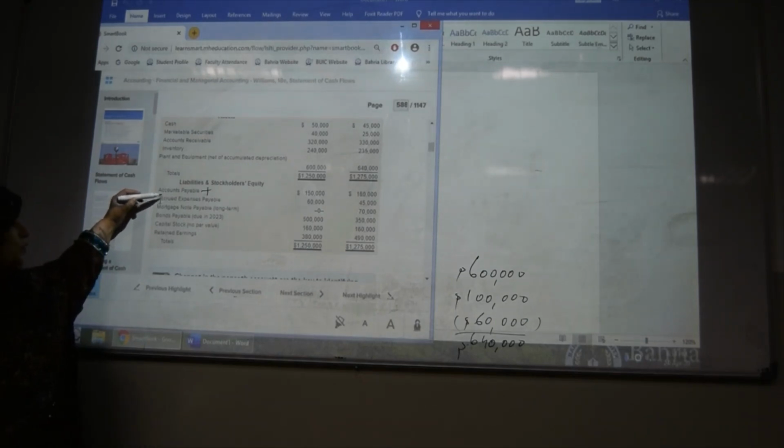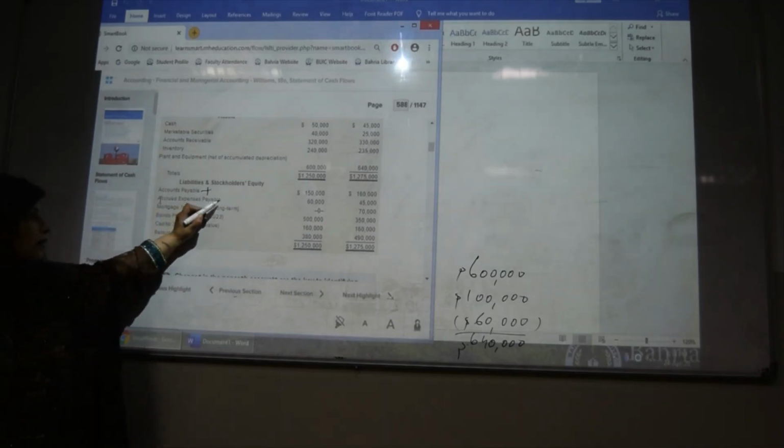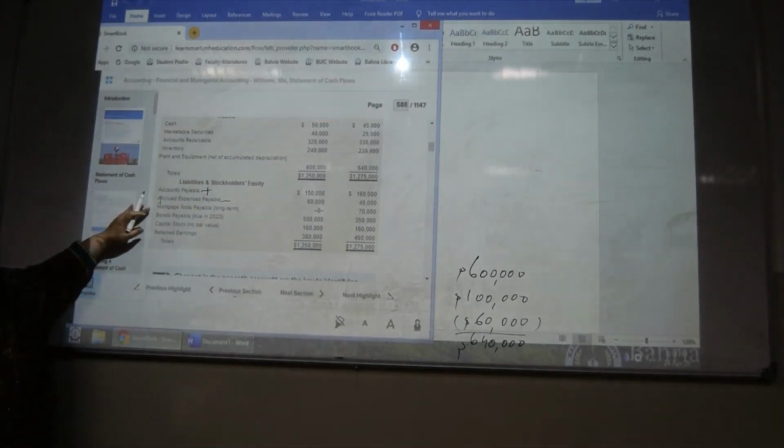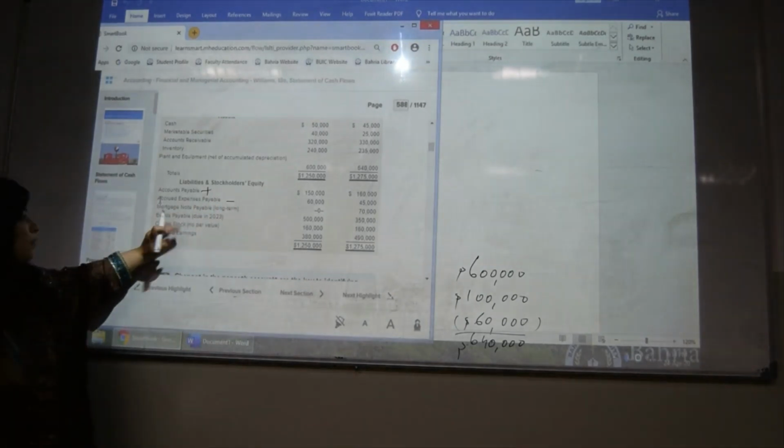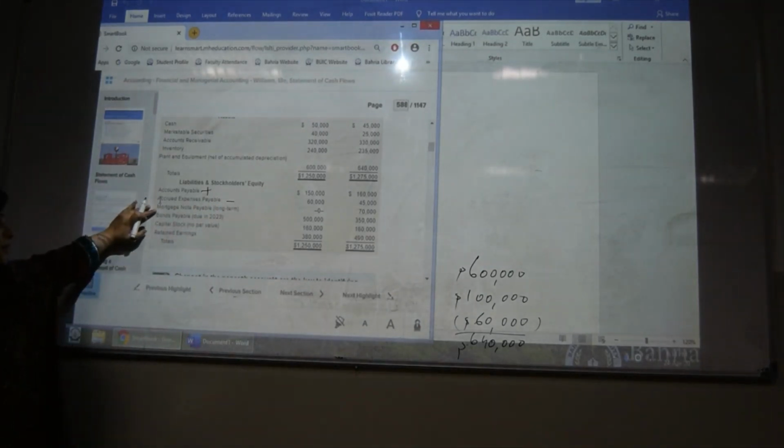So what we need to do is to look at individual items in the cash flow statement. And then we have accrued expense payable. Obviously, it's a short-term item, payable within the year. In this case, it's reducing to 45,000. Since we are going to be making payments, it's going to have a negative impact on the cash flow statement. Then we have a mortgage note payable. In this case, as you can see, it's a long-term item. We are going to be excluding it from the cash flow statement.